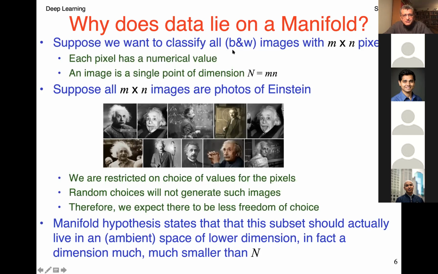Okay, suppose we want to classify all black and white images, m by n pixels. Each pixel has a numerical value. An image is a single point of dimension n equal to m by n. So any image you can give me is a point in a space of dimensionality m times n, and m times n could be, if you have a million pixels, a million dimensional space.